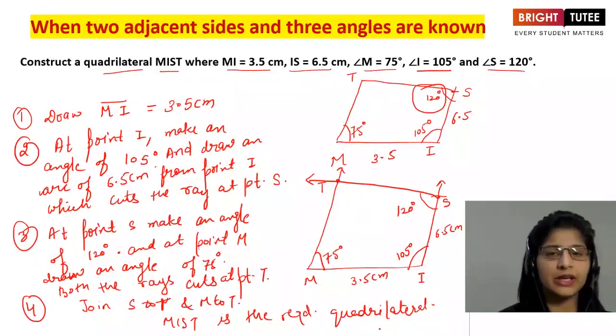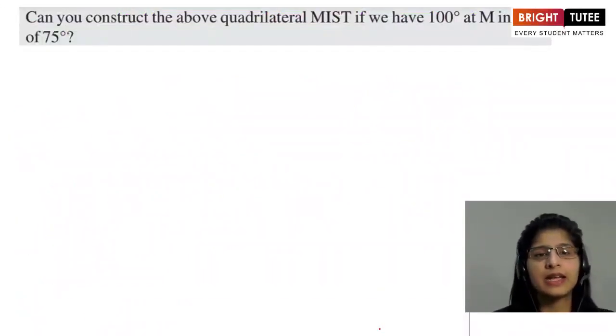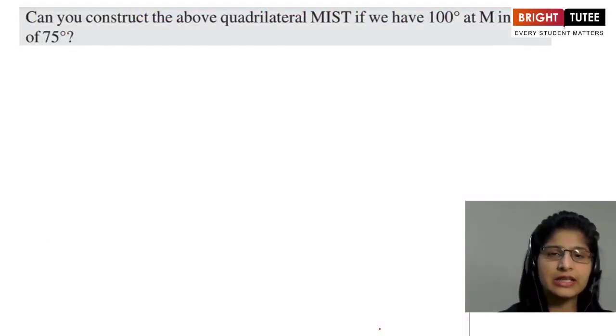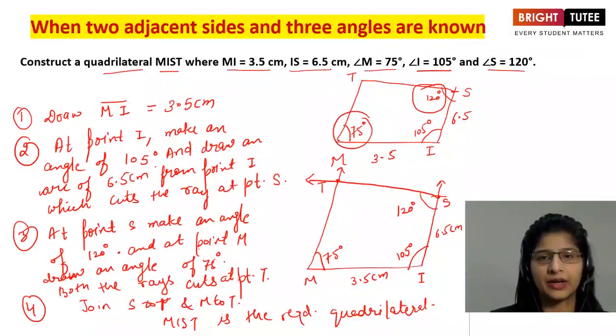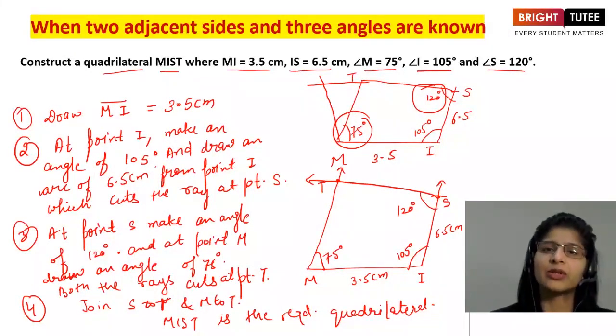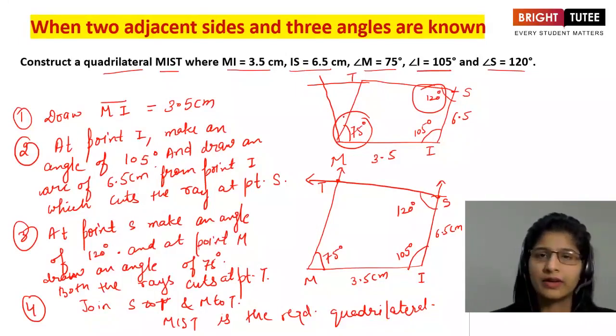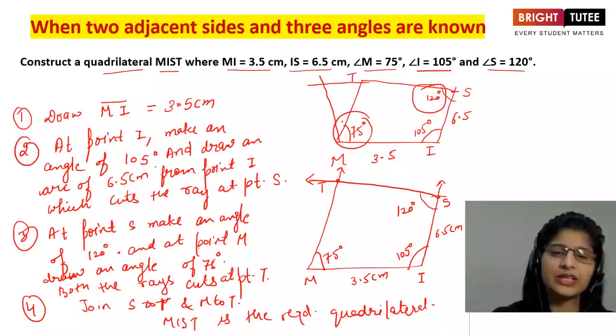Let's discuss some reasoning part. Here they are asking, can you construct the above quadrilateral MIST if we have 100 degrees at M instead of 75 degrees? So if we had angle 100 here, it will go like this, suppose, and it will meet it here. The length of these two sides will change definitely, but yes, we are able to draw the quadrilateral. Clear? So yes, we can draw.